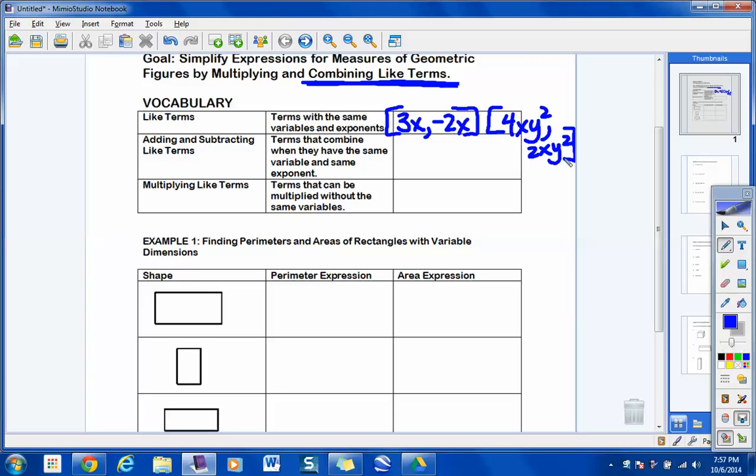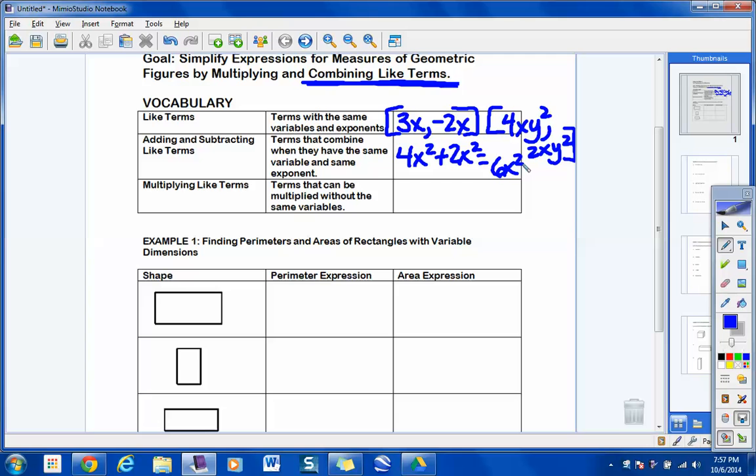Today, two operations that we're going to deal with, really, adding and subtracting like terms, and then down at the bottom, multiplying like terms. When you're adding and subtracting like terms here, your definition really says terms that combine when they have the same variable and the same exponent. So as an example, I might have something like 4x to the second plus 2x to the second, and that's simply going to be 6x to the second. I can combine those because they have the same variable, same exponent. So under addition or subtraction, don't lose sight of the rules that we've looked at in the past.